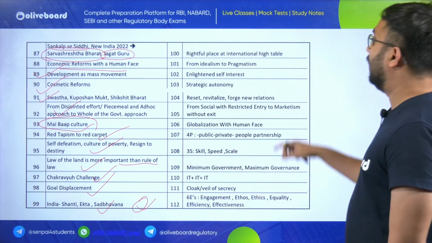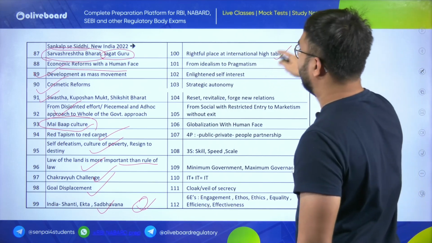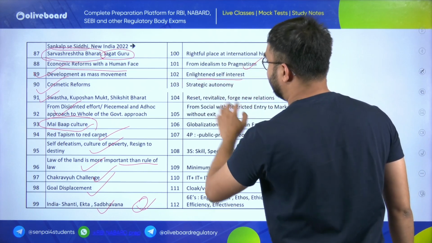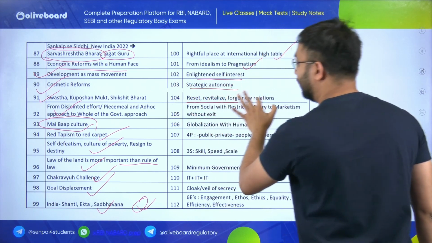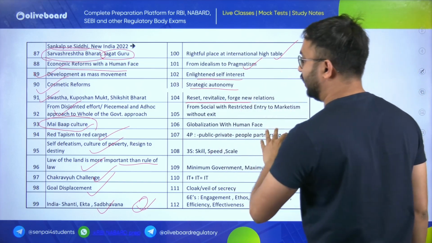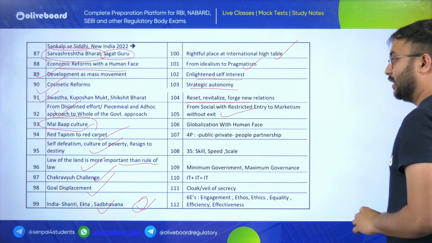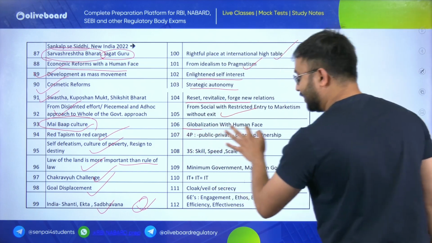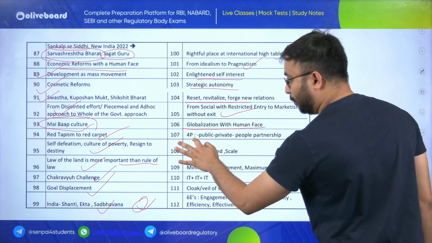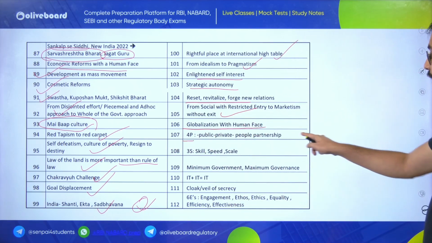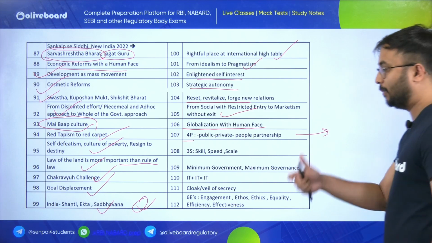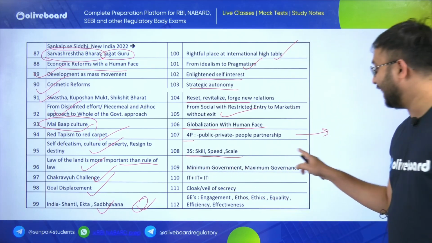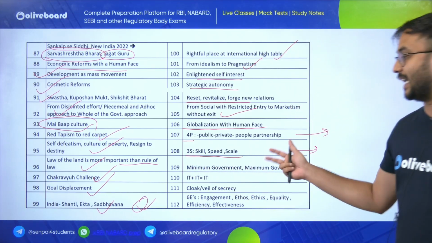This you can use. Rightfully placed at the international high table. From idealism to pragmatism. Enlightened self-interest. Strategic autonomy. Reset, revitalize, forge new relations. Globalization with human face. 4 P's are there. Very important. You can write it wherever a development related question comes. Public-private people partnership. 3 S are there associated with skilling in India: skill, speed and scale.